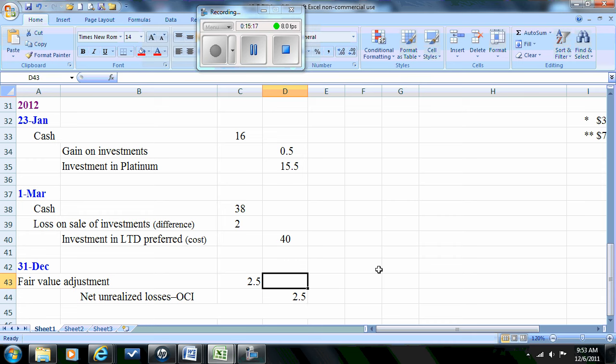So after this, we will still have a fair value adjustment of $500,000 relating to the platinum shares and an unrealized loss OCI of 0.5 relating to those platinum shares also. And those are our journal entries under the available for sale method.